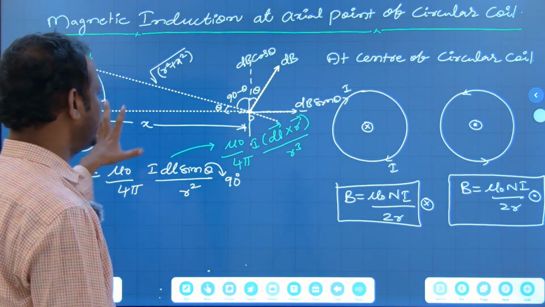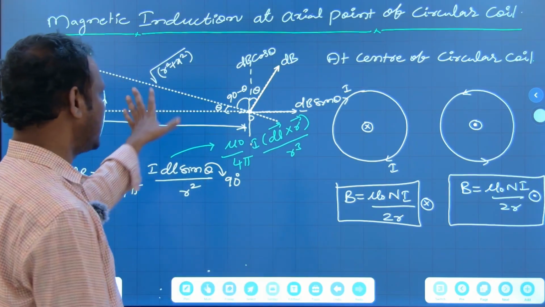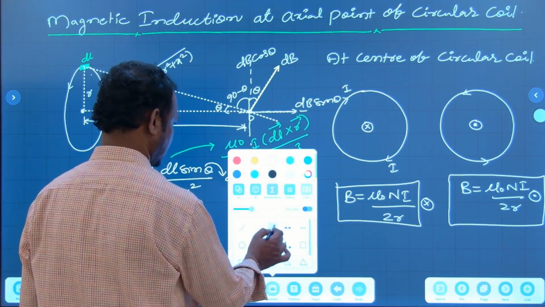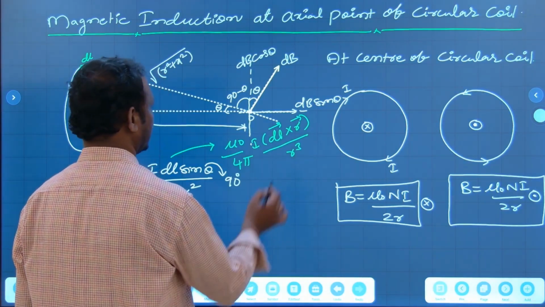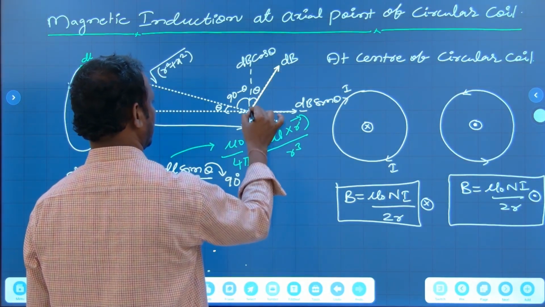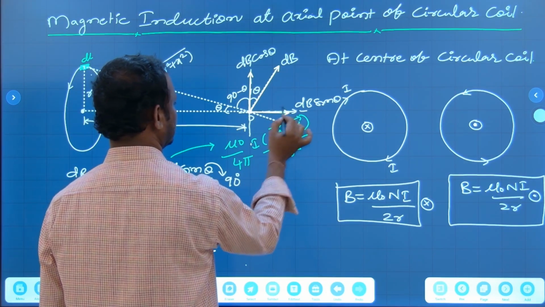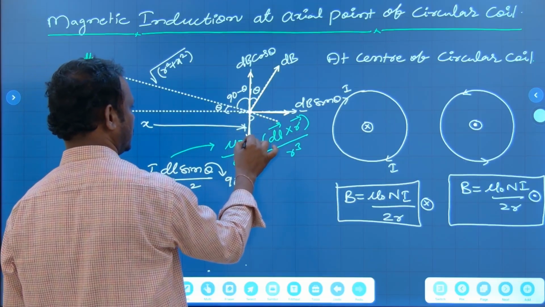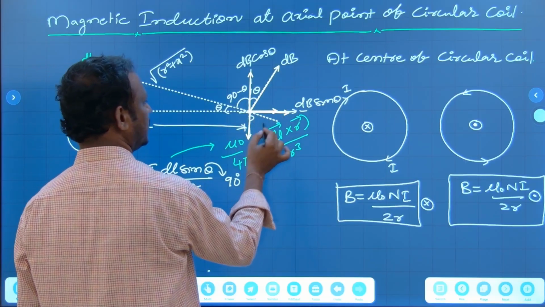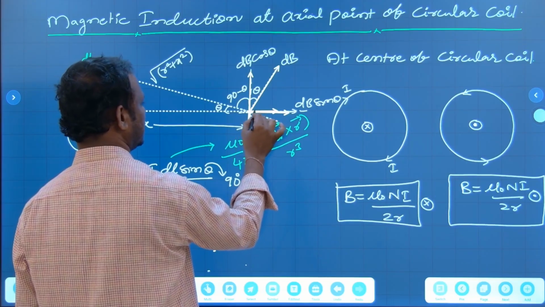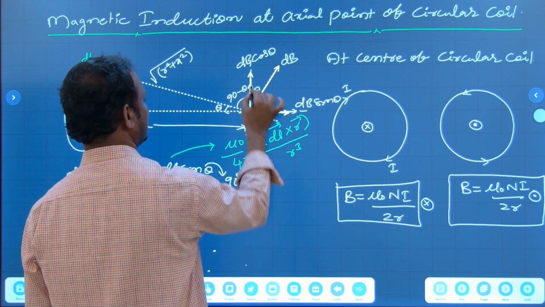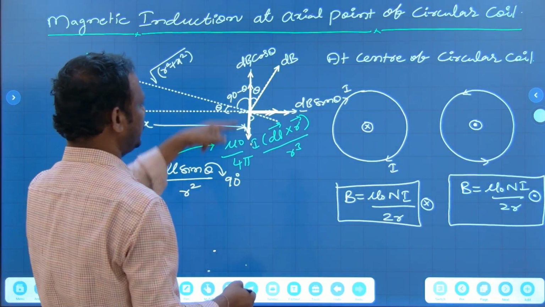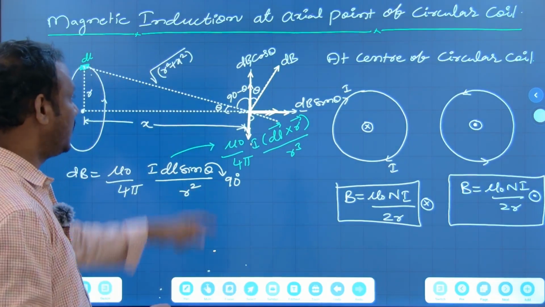Like this, infinite parts, all of them are divided. So now we can see, dB due to this part is vertically upward, and the next one due to this part is downward. This resolution takes place continuously, so these vertical components are getting cancelled.